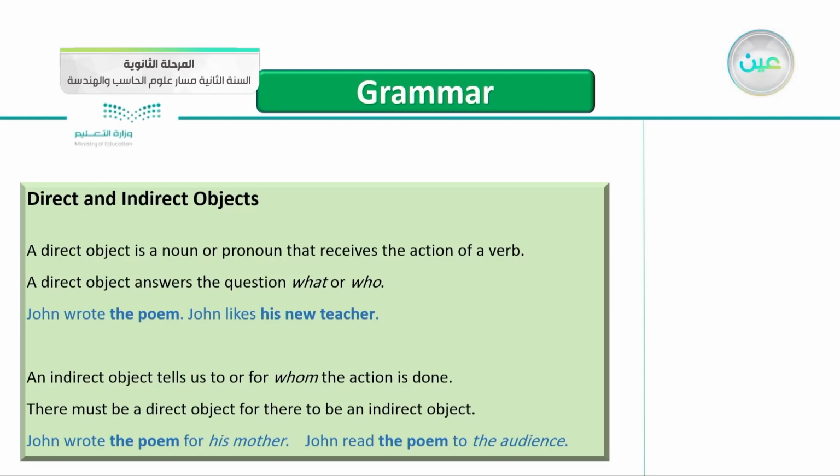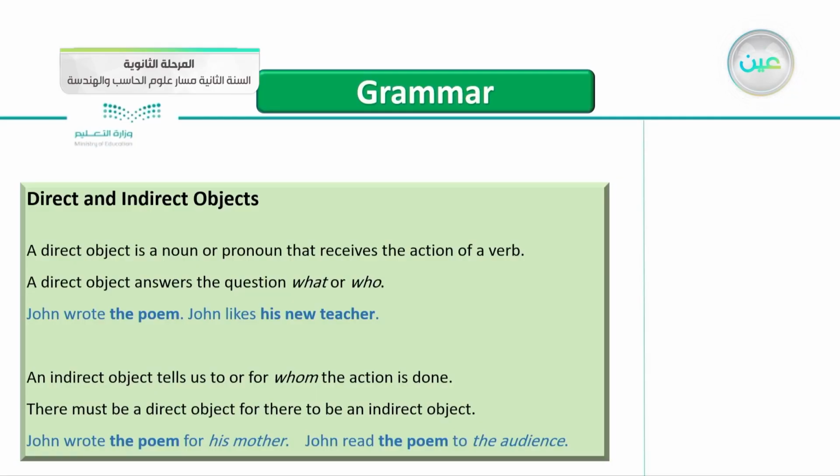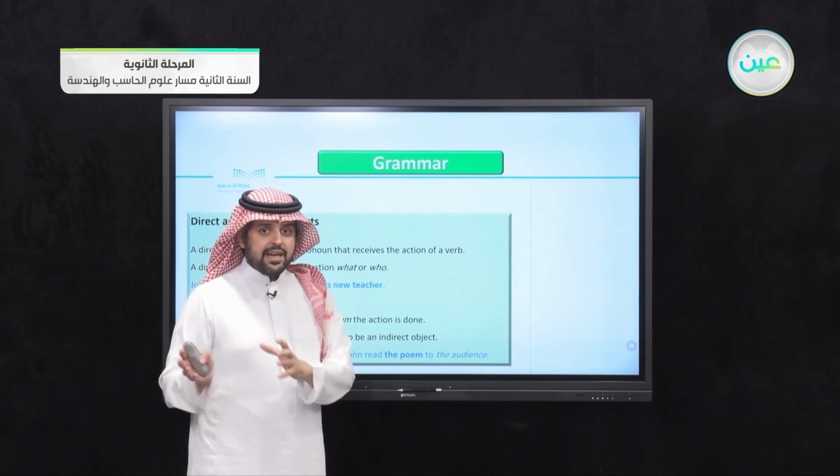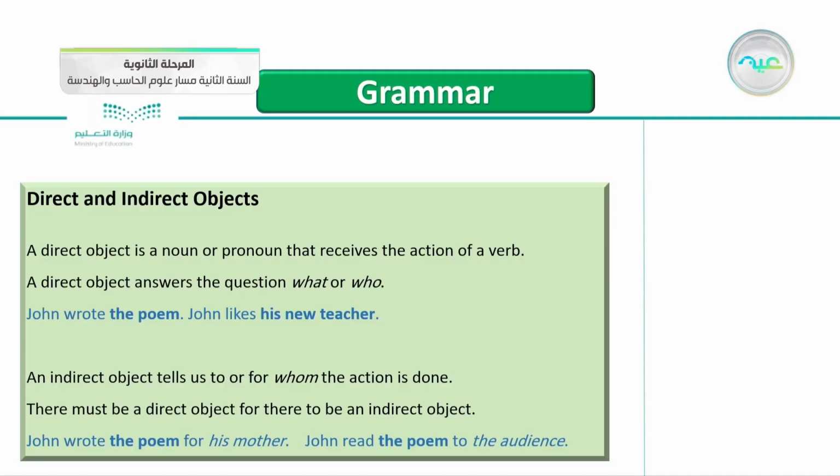On the other hand, an indirect object tells us to or for whom the action is done. There must be a direct object for there to be an indirect object. So wherever there's an indirect object, there has to be a direct object with it, but not vice versa. For example, here, John wrote the poem for his mother. John read the poem to the audience.